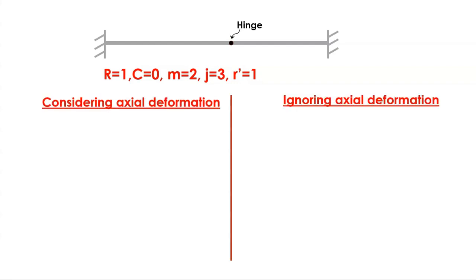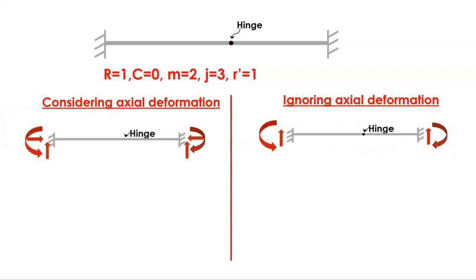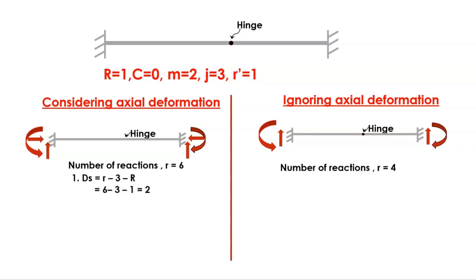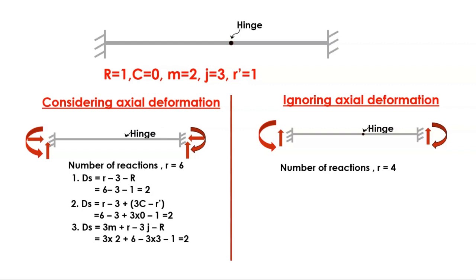Considering axial deformation and ignoring axial deformation, 2 cases. We know that a fixed end has 3 reactions when we consider axial deformation and 2 when we ignore axial deformation. So the number of reactions is 6 in the first case and 4 in the second case. Now using the formula ds equals r minus 3 minus capital R, we get the value of ds as 2, using the second formula we get the value as 2, and using the third formula also we get the value as 2.